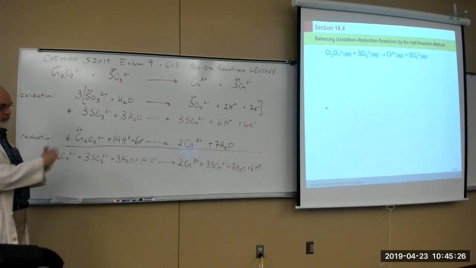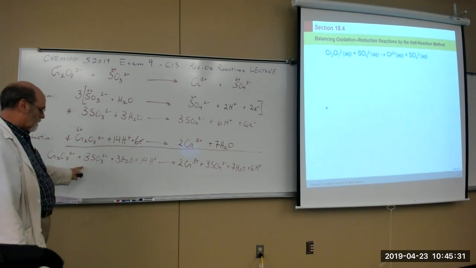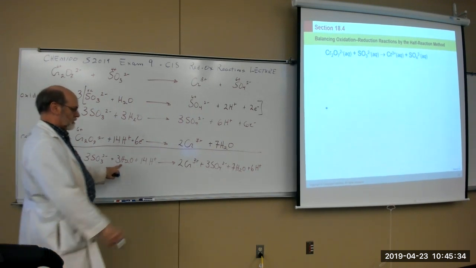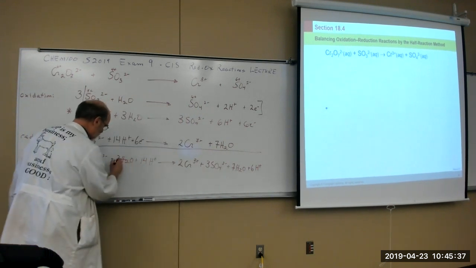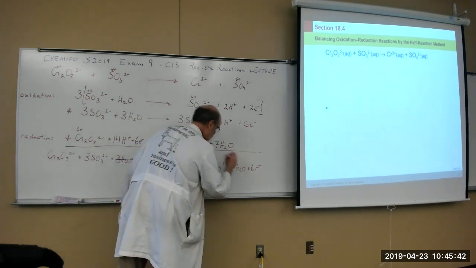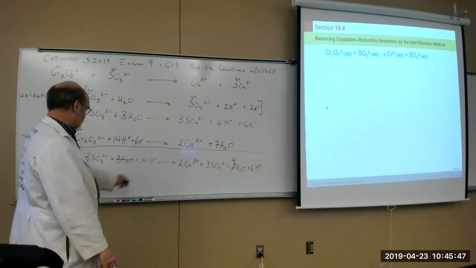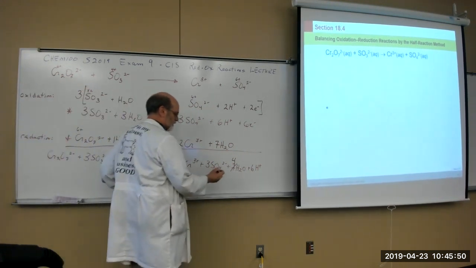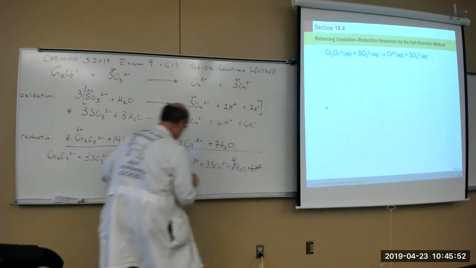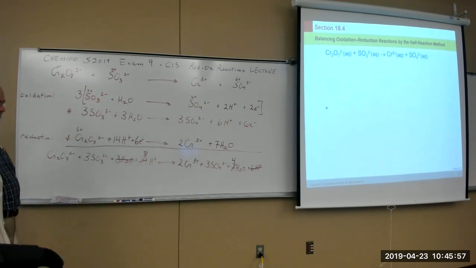Now we just cancel things that are common to both sides. Right? So we have 3 waters here and 7 waters there. So these 3 go out, and that leaves us with 4. Okay? This side we have 14 hydrogens, that one's at 6. So all of those go out, and that leaves us with 8 on this side. Okay? So that's our balanced equation.